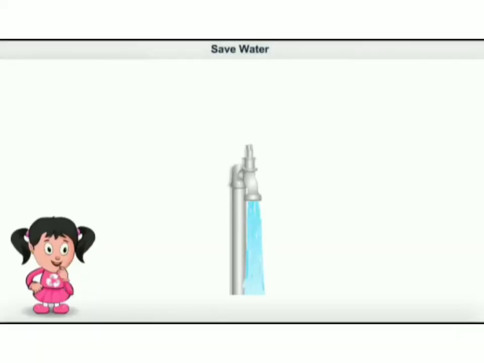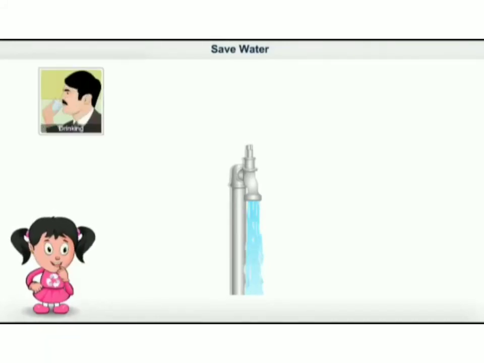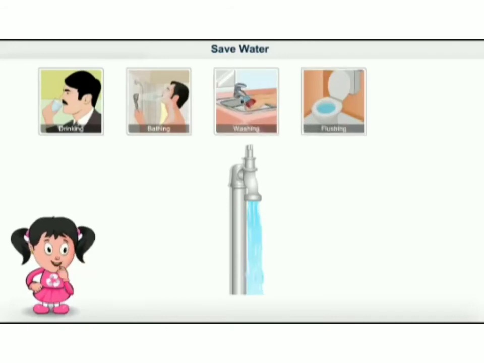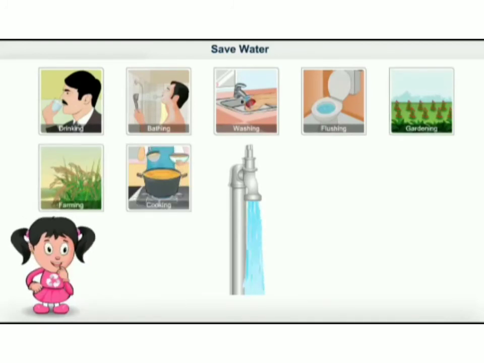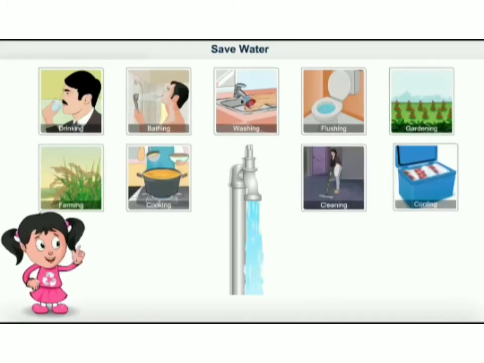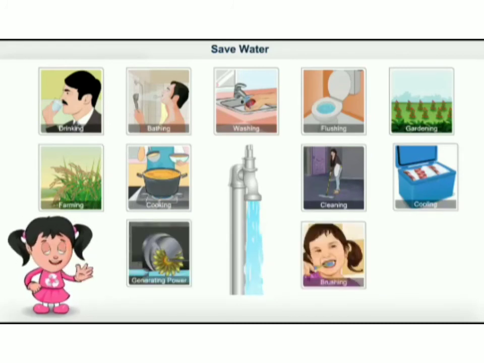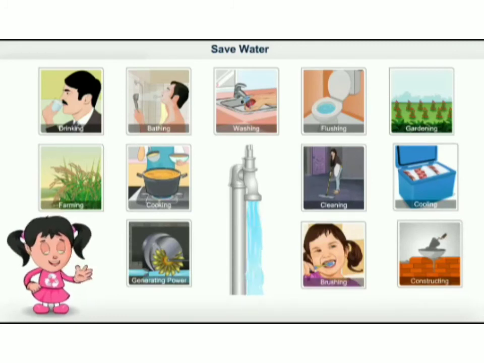Water has its uses for various reasons. We cannot live without water even for a single day. We use water for drinking, bathing, washing, flushing toilet, gardening, farming, cooking, cleaning, and cooling, apart from generating electricity, brushing, and construction purposes. Thus, we cannot afford to waste water.